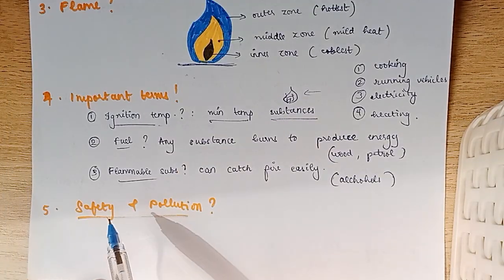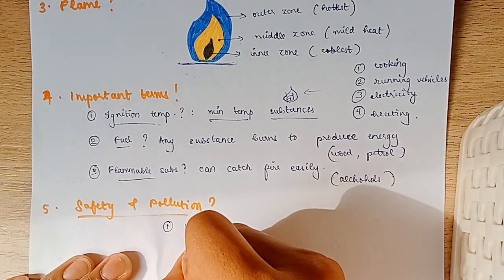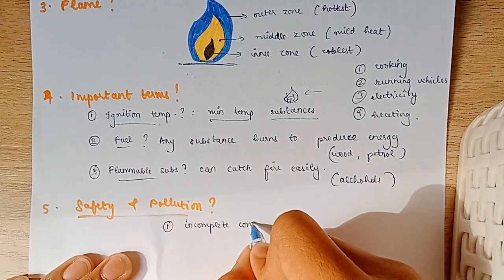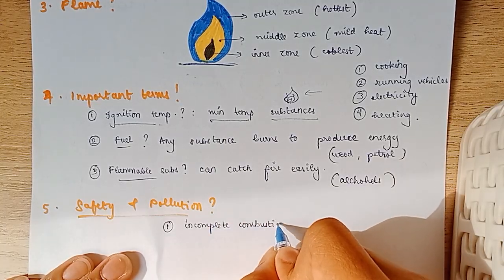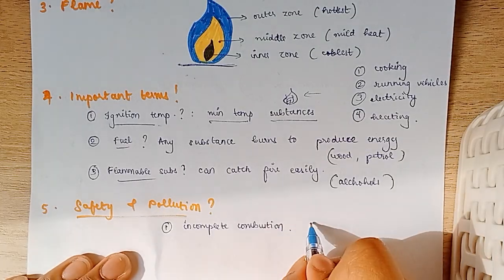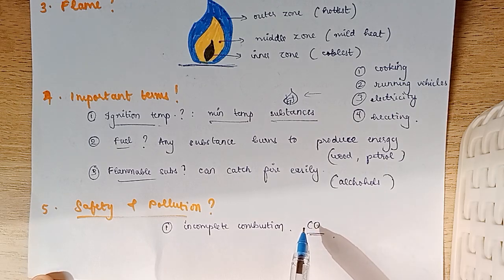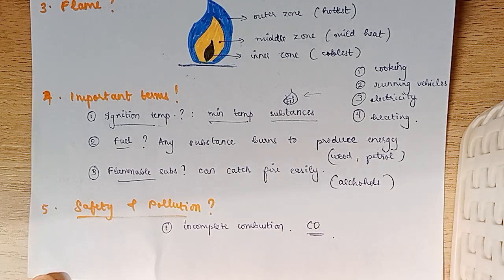And finally, let us look at the safety and pollution of combustion. The first point that you need to know is incomplete combustion. When combustion does not happen completely, what happens? It produces carbon monoxide. And carbon monoxide is very toxic. It is a harmful gas.